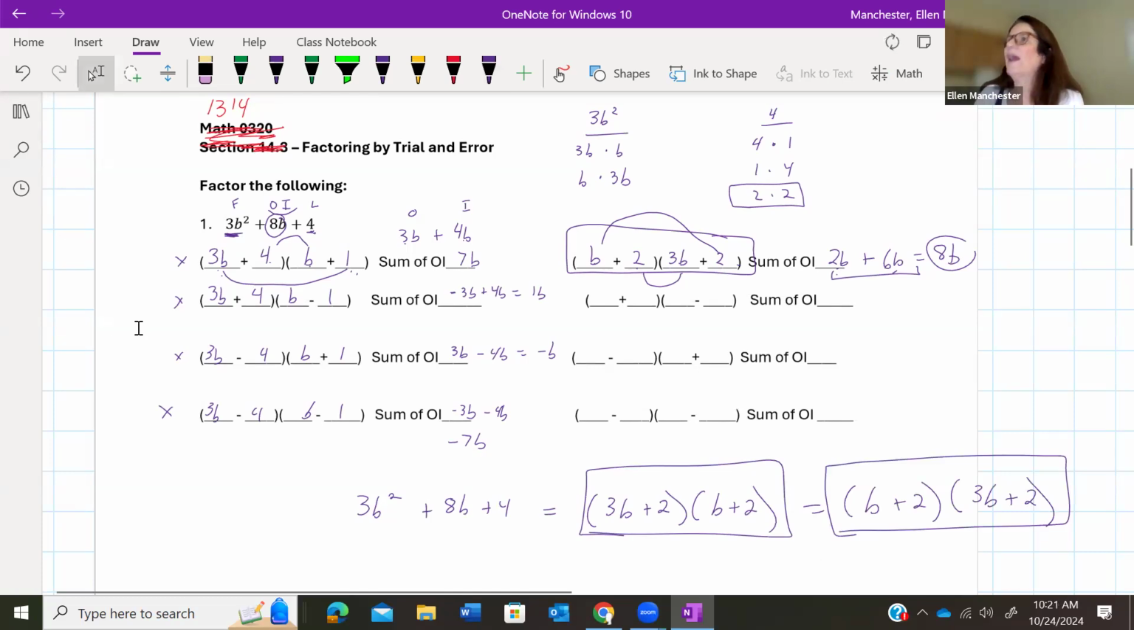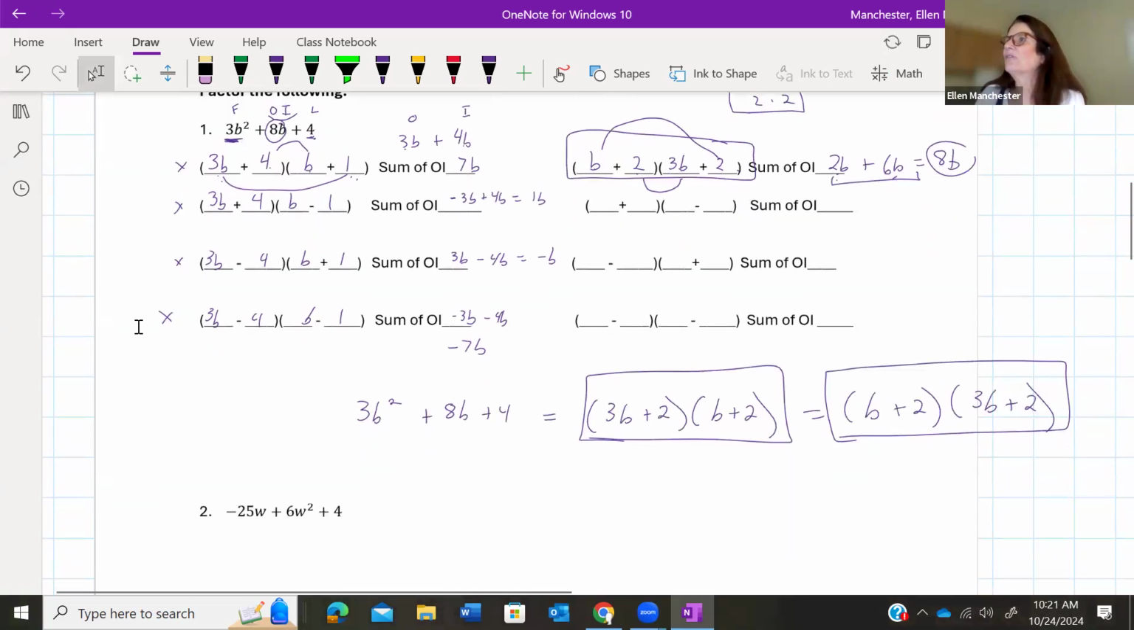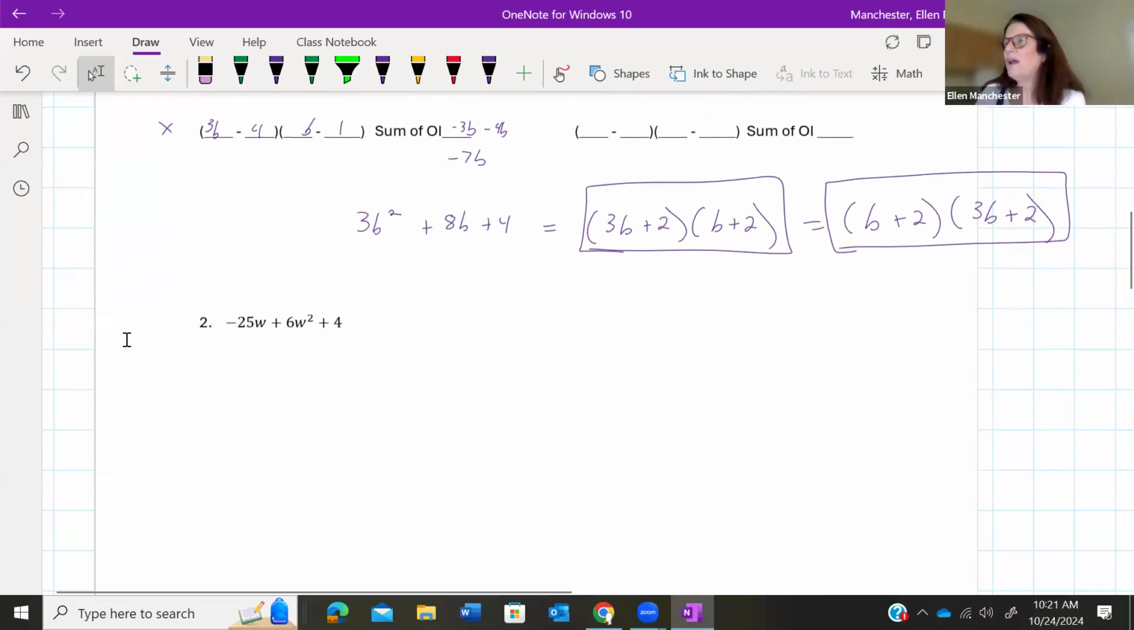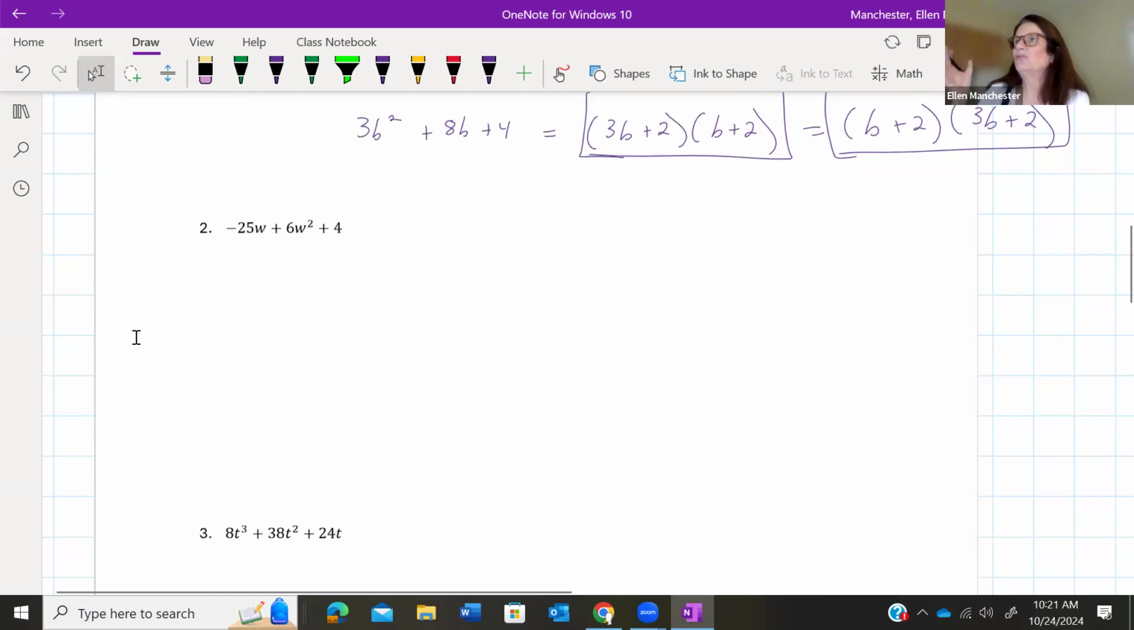Okay. All right. So it's not going to be as overwhelming as what this looks like, right? Because you're going to be able to do a trial and error in a more succinct way. So we're going to rewrite this in descending order. So we have 6w squared minus 25w plus 4.